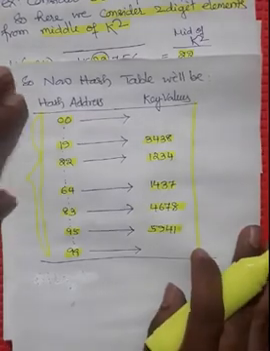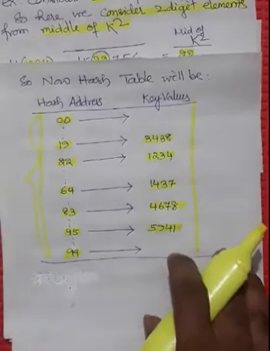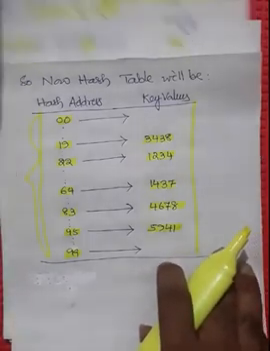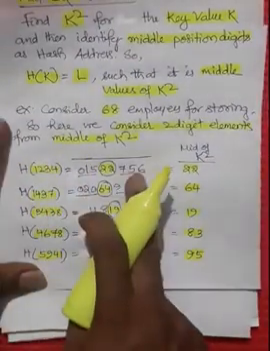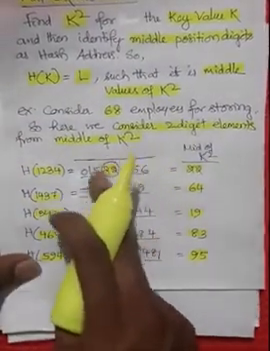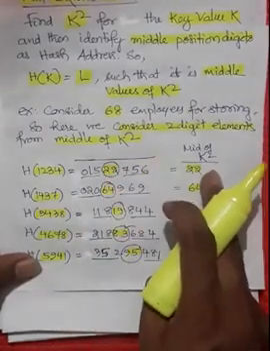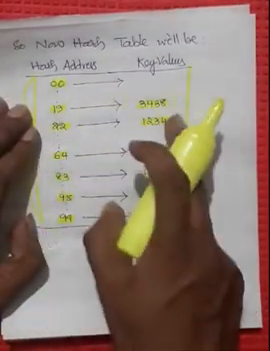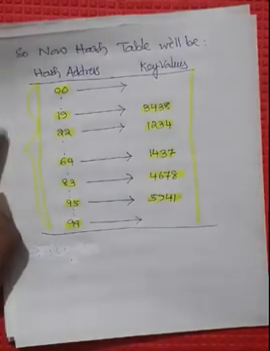I hope you have understood this method also. In this method, again I am repeating, we are finding the square value of each key and identifying the middle value of it. That middle value we are considering as the hash address, and in the corresponding hash addresses we are storing those key values. This is the approach in the mid square method.